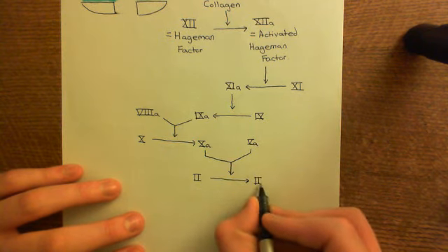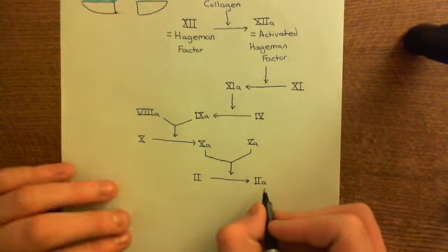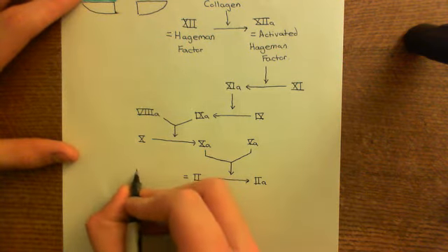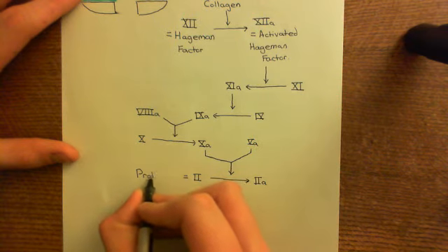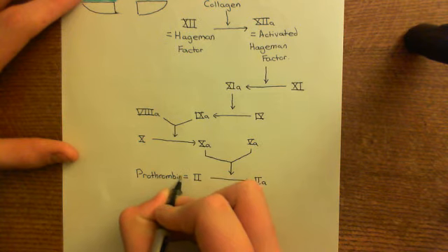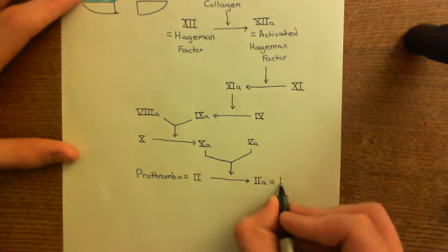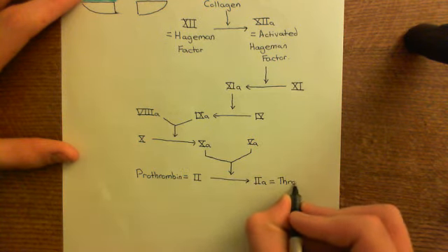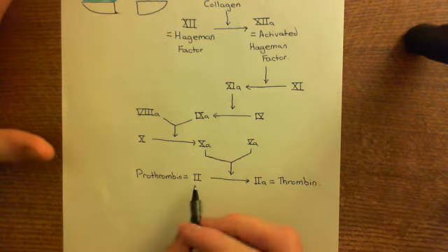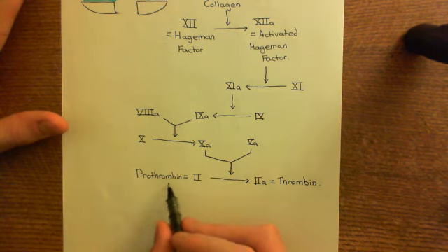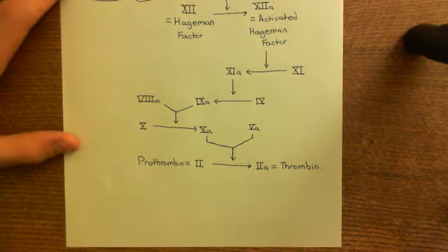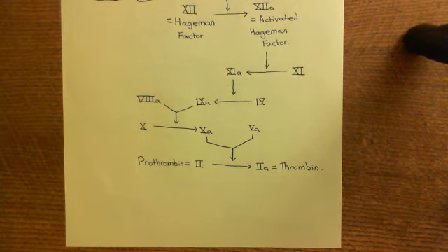Now, factor 2 is not often referred to as factor 2. Instead, factor 2 is more often known as prothrombin. And then factor 2A is referred to as thrombin. So these names are more commonplace for these two factors. So clotting factor 2 is prothrombin. When it's activated, you then call it thrombin. But you can, if you wish, use factor 2 and factor 2A.